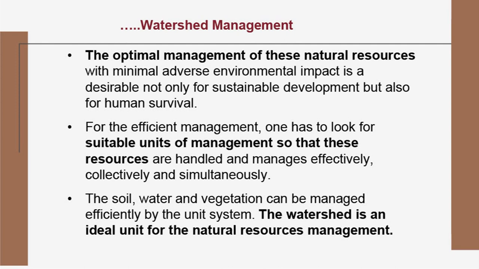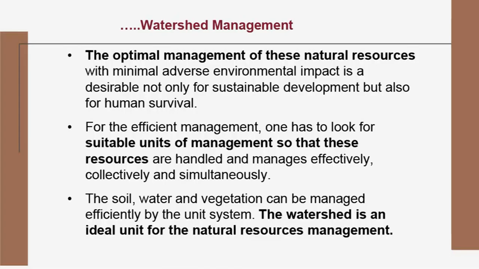For efficient management, one has to look for suitable units of management so that these resources are handled and managed effectively, collectively and simultaneously. It is not the job of one farmer or one person, because the catchment area is a very large area where a large number of farmers and a large number of people live. There may be some people who would not be doing farming also in the catchment area or watershed areas. So the soil, water and vegetation can be managed efficiently by this unit system. The watershed is an ideal unit for natural resource management.